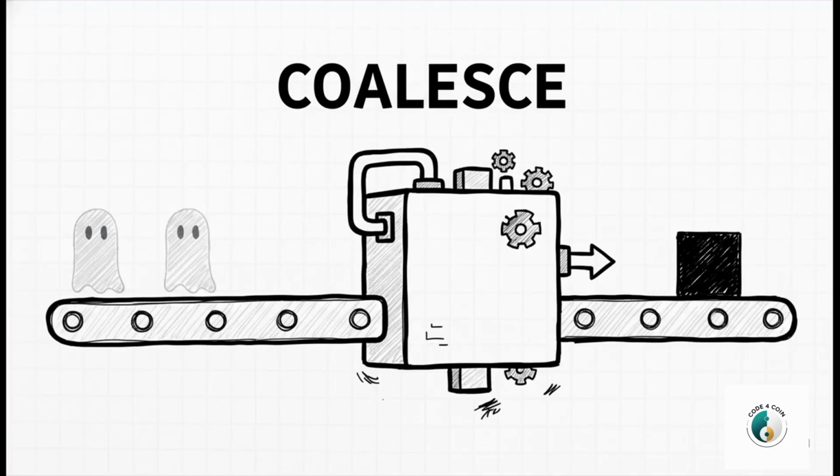First up, we have COALESCE. You can think of this as your safety net for NULL values. You give it a list of options, and it just goes down the list and gives you back the very first value it finds that isn't NULL. It is perfect for swapping in a default value, like maybe replacing a NULL bonus amount with a zero so you can do math with it.